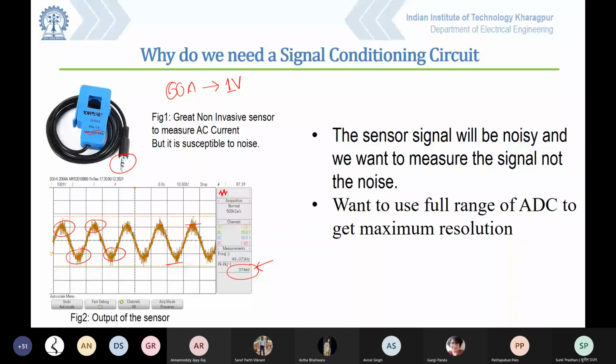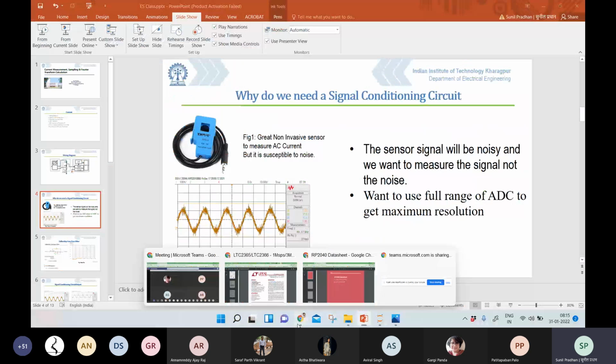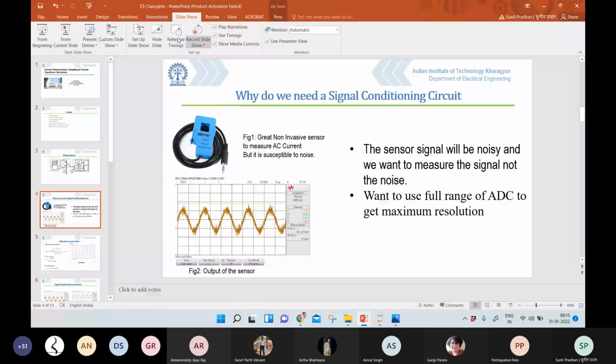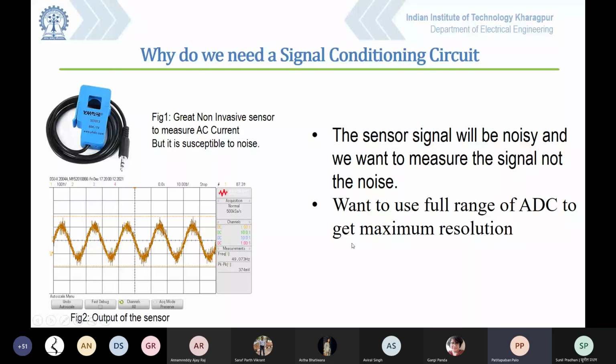Anyone? I want this lecture to be interactive. Pavan, is my voice audible? 20 ampere. Yeah, tell me. Yeah, Sunil, you are audible. Yeah, someone said 20 ampere.